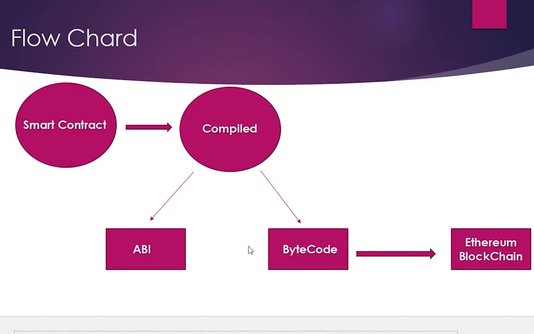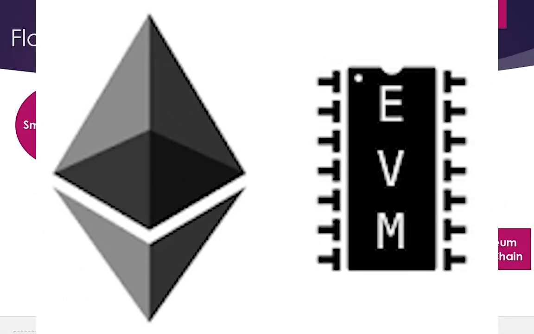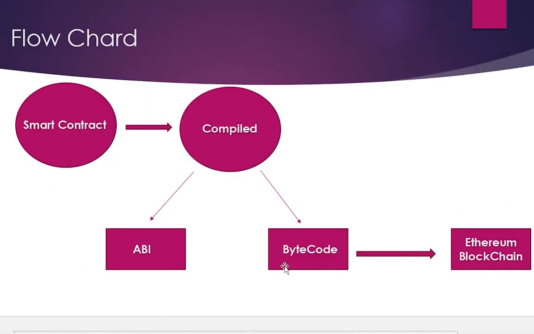When the smart contract gets compiled, it also gives us this bytecode, also called EVM bytecode, meaning Ethereum Virtual Machine bytecode, which gets deployed on the Ethereum blockchain. As I said earlier, this is quite similar to the Java language where the code gets converted into JVM bytecode, Java Virtual Machine bytecode. And there are some instructions in this bytecode which go to the EVM and it works on it.